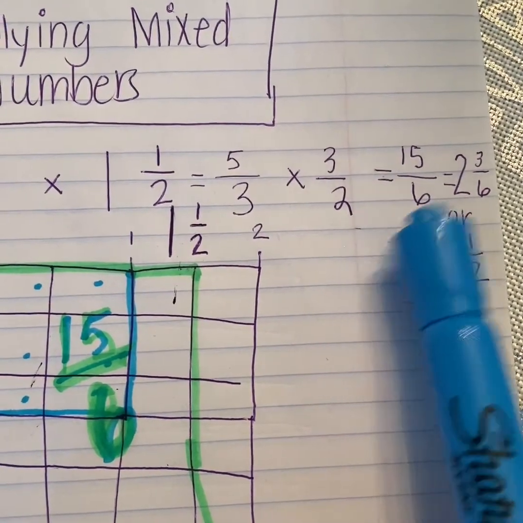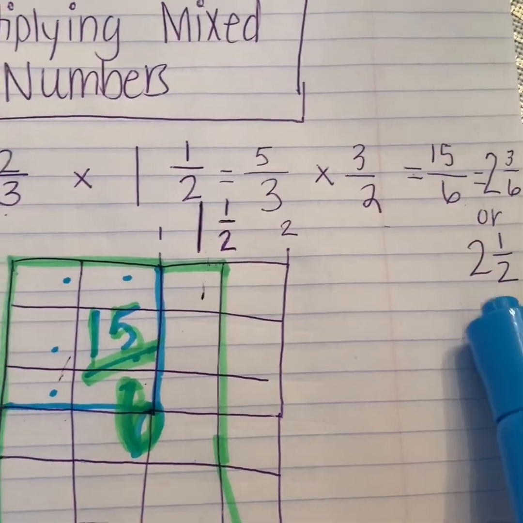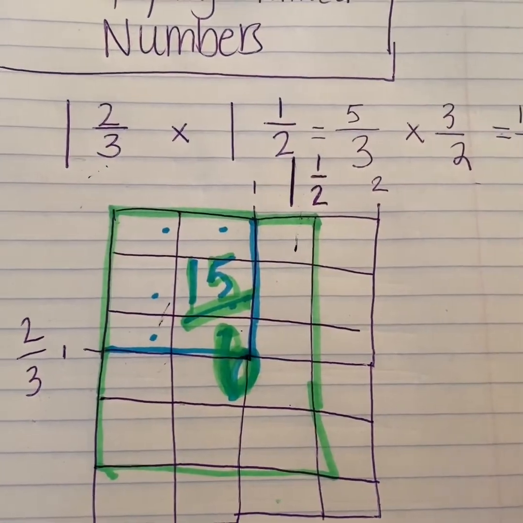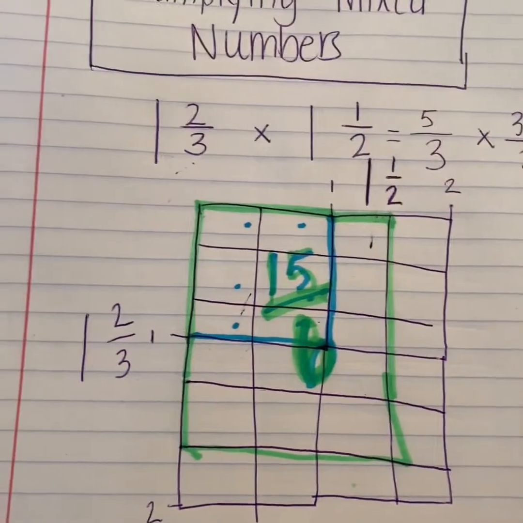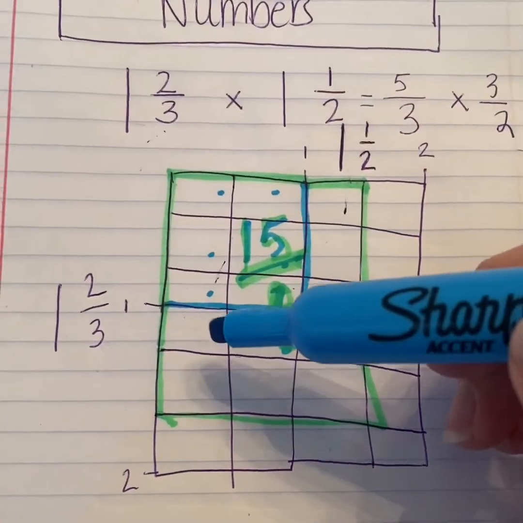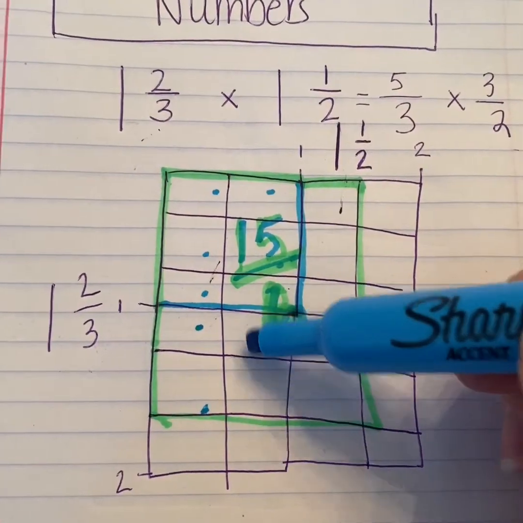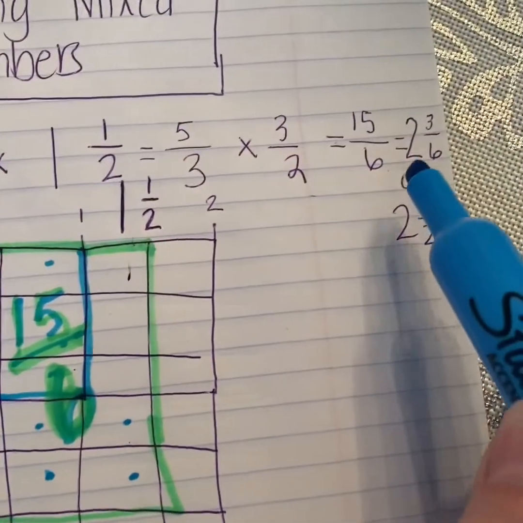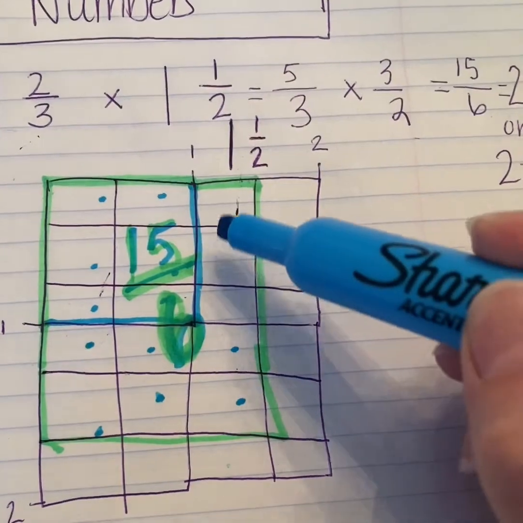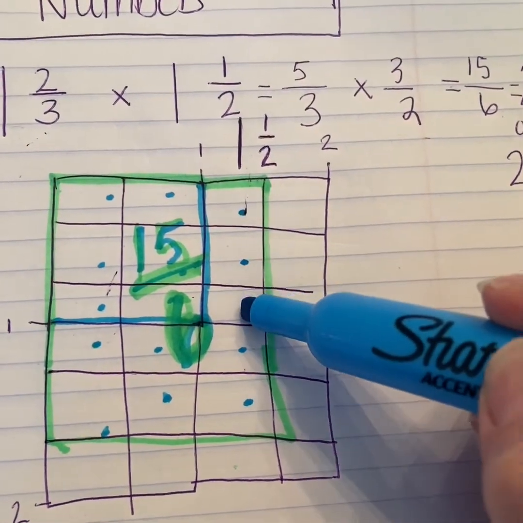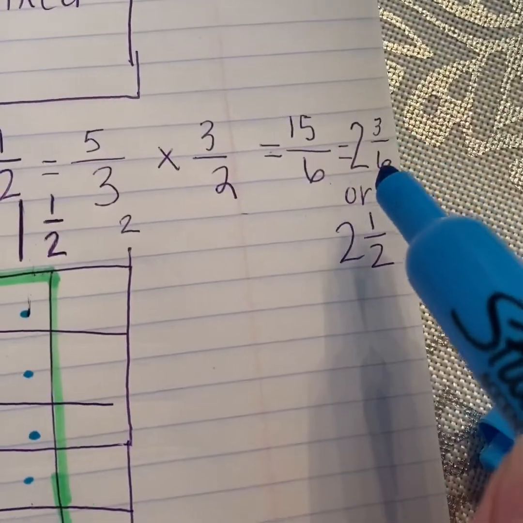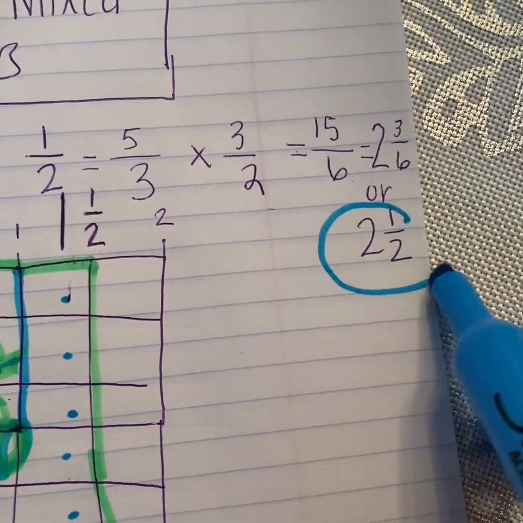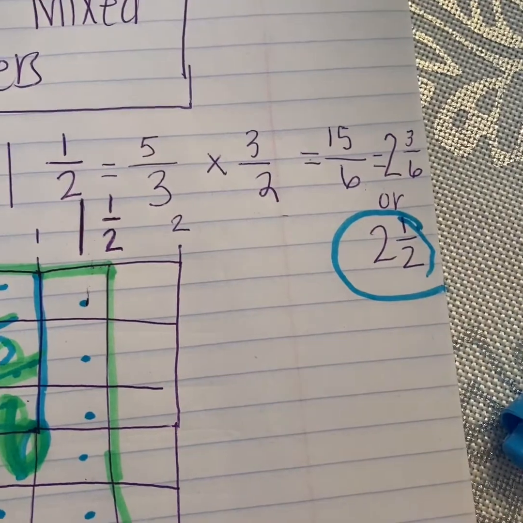We said 15/6 equals 2 3/6 or 2.5. Now, knowing that 6/6 makes 1 whole, let's see how many left there are. So there's 1, 2, 3, 4, 5, 6. So that would be another whole. Okay, so we have 2 wholes. And then what's left over is 1, 2, 3, right? So 3 out of 6. And that's how we got 2.5. Okay, hopefully that makes sense.